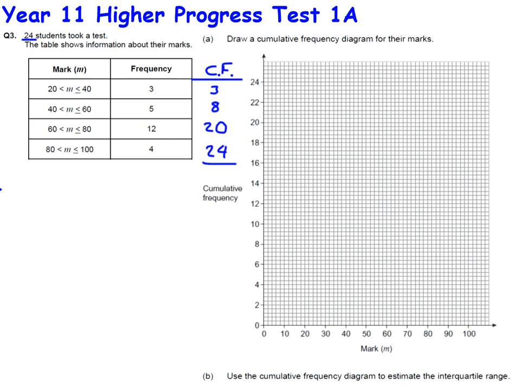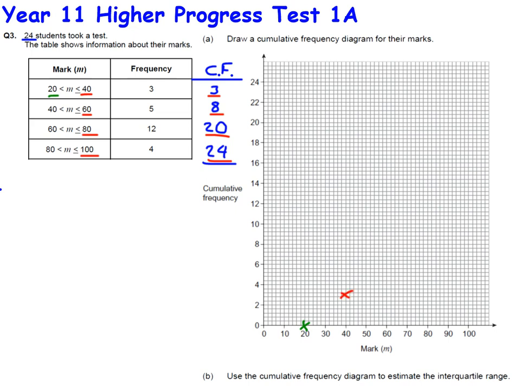Now the next stage is to plot this information. Now we can see that the lowest possible mark was just above 20. So I'm going to first plot that value. So at 20, we know that nobody scored 20. We now need to plot all of the cumulative frequency values with the upper limit. So that means at 40, there was no more than 3 people.